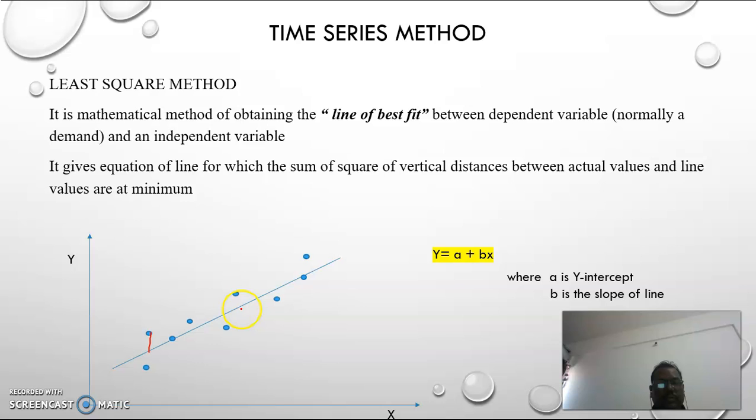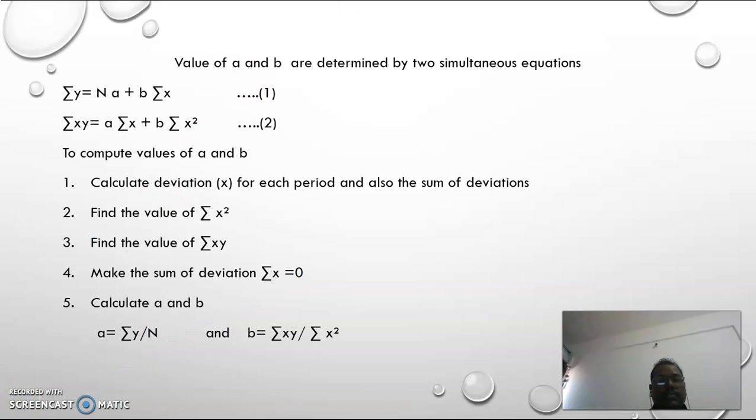So this is the line of best fit, and these are the actual points, and the distance between this line and these actual points should be minimum, which is given by the equation of the line, y equals a plus bx, where a is the y-intercept, because if we extend this line here, it is going to meet the y-axis over here. That will give you the y-intercept, the value of a, and b is the slope of the line. And these are the simultaneous equations used to determine the values of a and b. Summation of y is equal to n into a plus b into summation x.